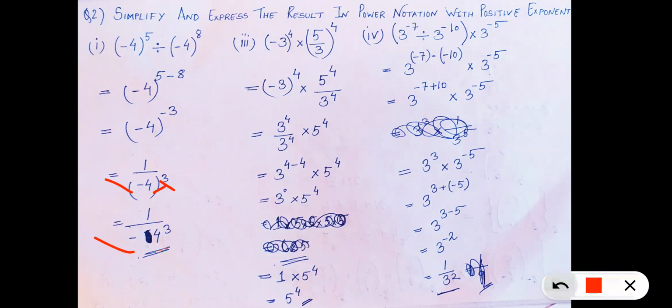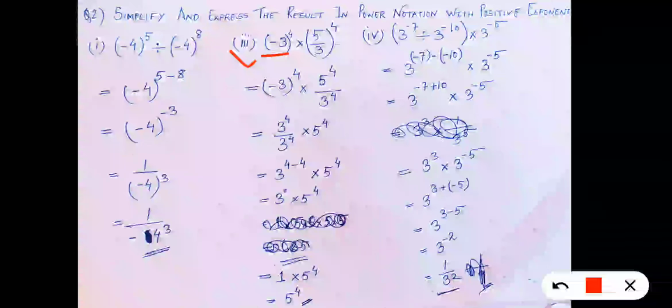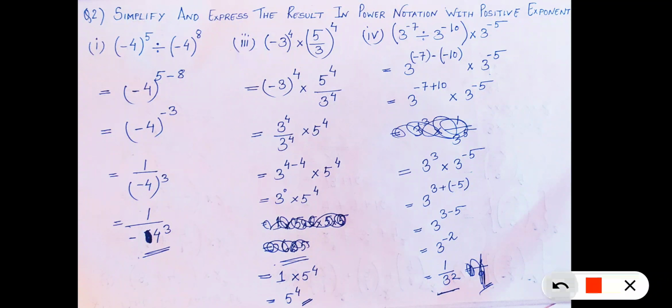Okay, then let's move to Roman number 3. Roman number 2 is your homework, my dears. All the questions which I have left, you'll do it by yourself. Roman number 3. So this is the question. Now this power is for both the numbers that are present inside the bracket. So let us divide this, 5 to the power 4 and 3 to the power 4.